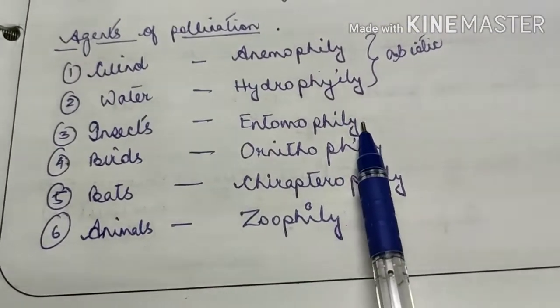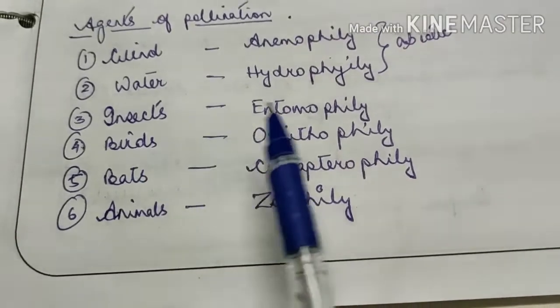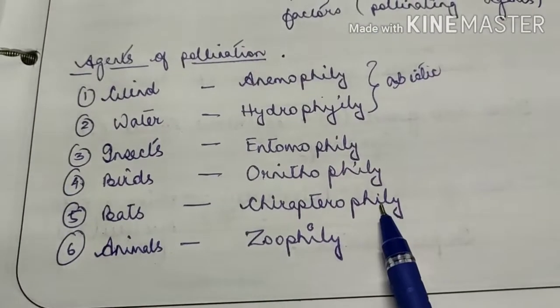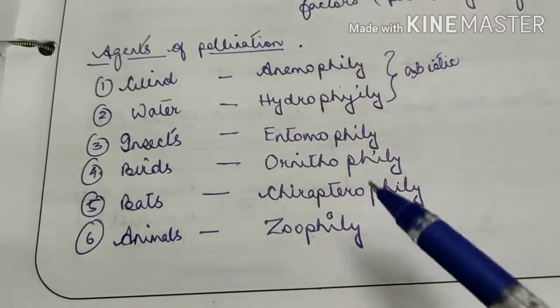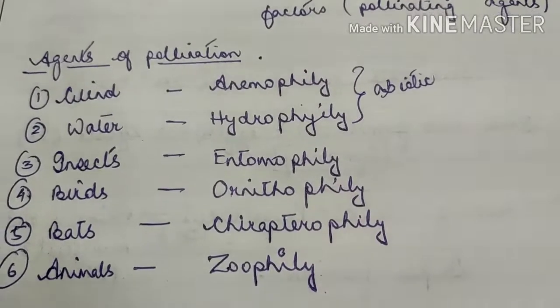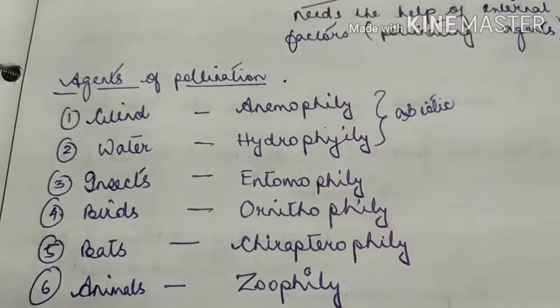Insects, we call it entomophily. Birds, ornithophily. Bats, chiropterophily. Animals, zoophily. There will be many other names, like for snails. If snails are involved, then we call it malacophily.